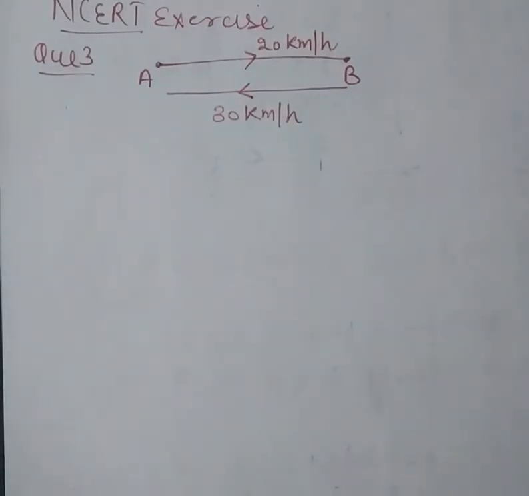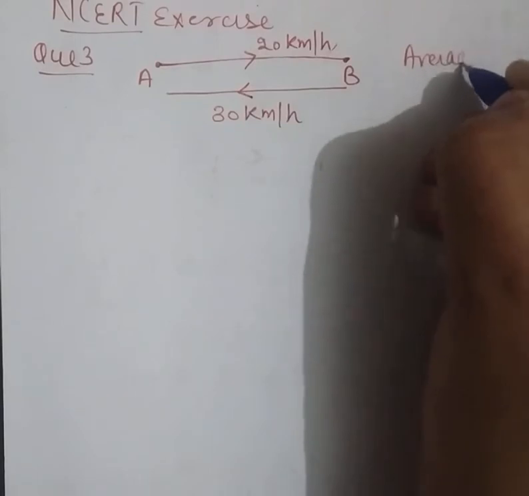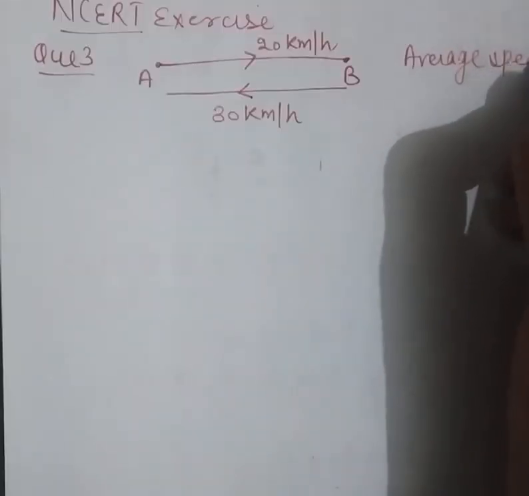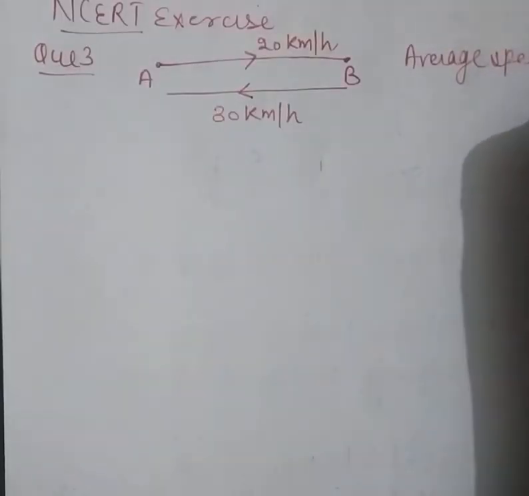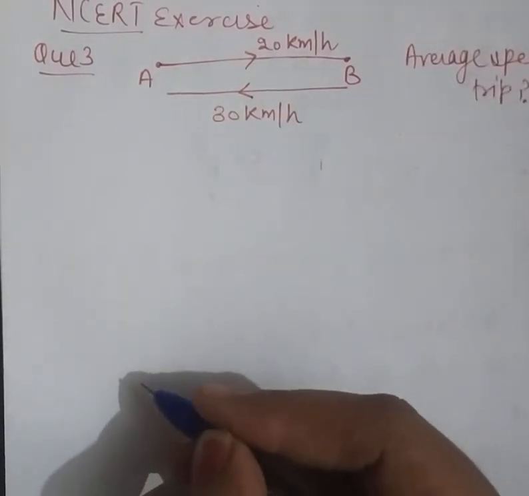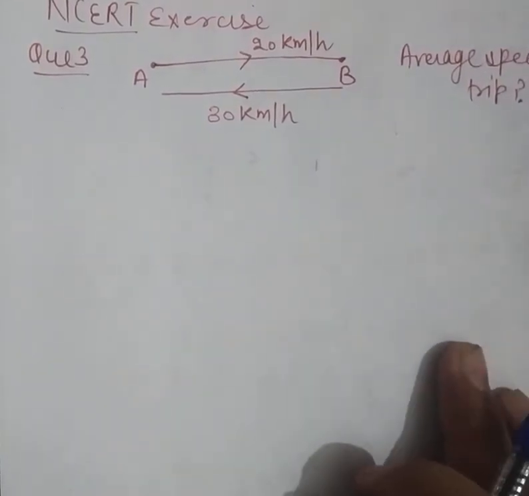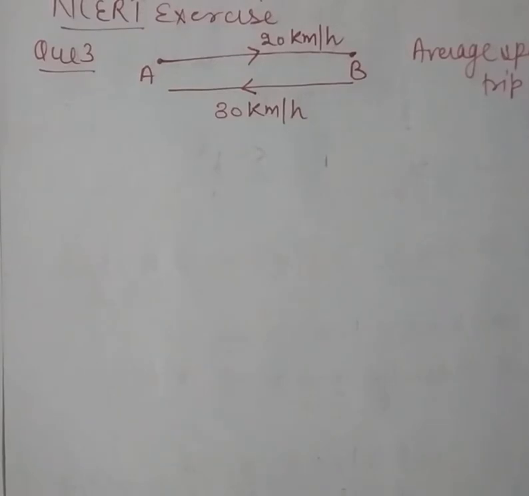What do we have to calculate? We have to calculate average speed for the round trip, for the whole trip. Okay, so firstly, what to calculate? It must be known to us. What is to be calculated?